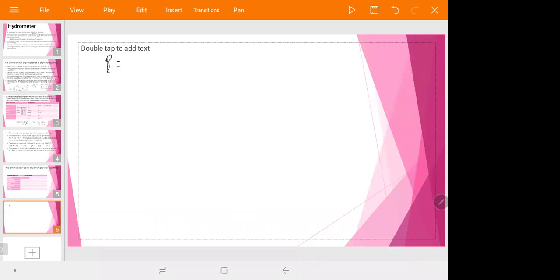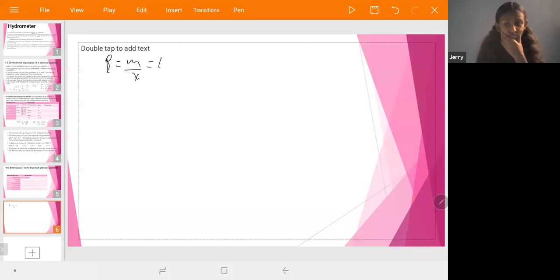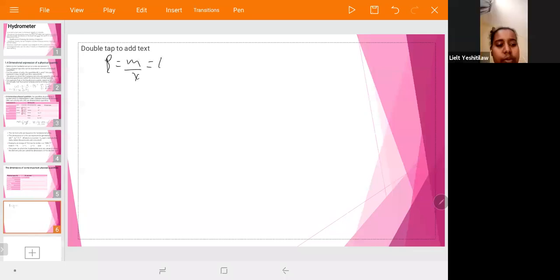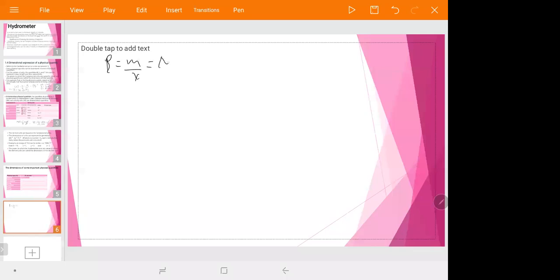For example, density is equal to mass over what? Volume. Are you sure? The dimension of mass is equal to capital M. Dimension of volume means length times width times height.